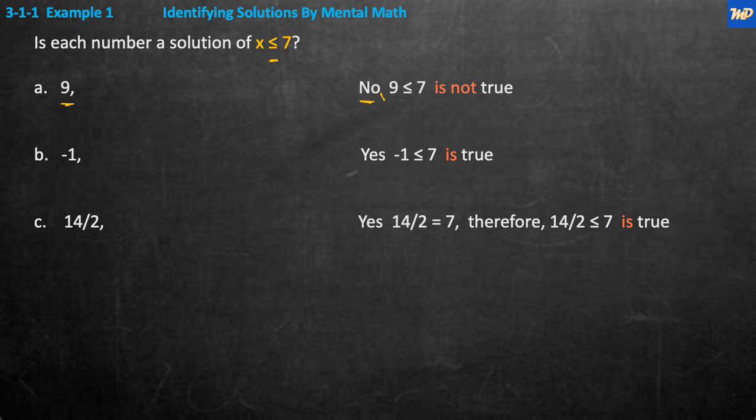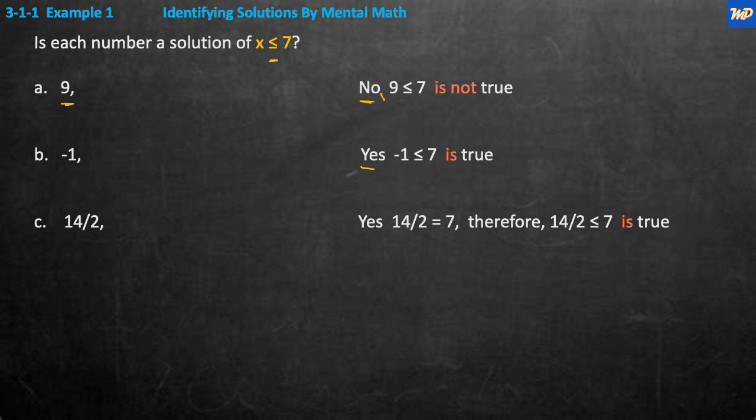How about negative 1? For B, is negative 1 less than or equal to 7? The answer is yes. Negative 1 is definitely less than 7, as are 6, 5, 4, 2.5, 3.25, negative 100. They're all less than or equal to 7. And that is a true statement. This inequality is true.